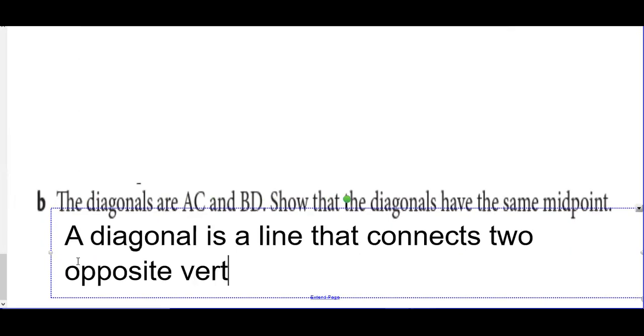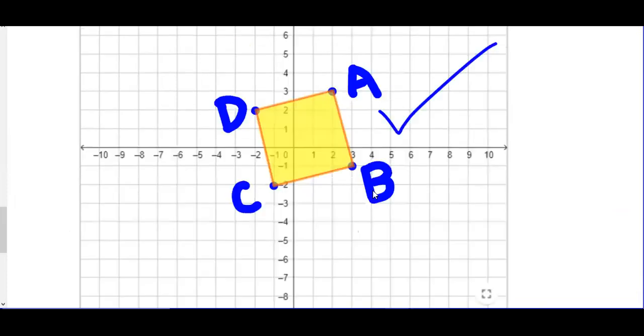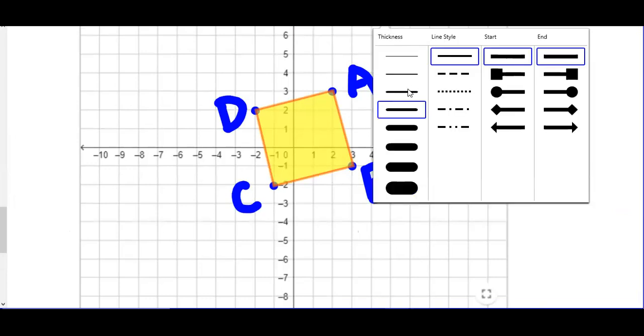Do you remember what I said? The meaning of vertices? Yes, of course. Vertices is referred to as corners. See that? So we say a diagonal is nothing but a line that connects two opposite vertices. So they are saying the diagonals are AC. Go back to your diagram. From A to C. Let us try to draw the diagonal.